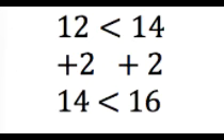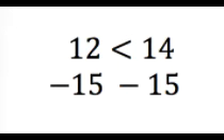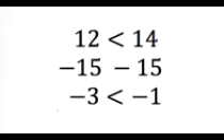What about subtracting? Okay, I'll use the same inequality. 12 is less than 14. It's still true. Now I'll subtract 15 from both sides. Subtracting 15 from the 12 on the left gives me negative 3. Subtracting 15 from the 14 on the right gives me negative 1. Is the resulting inequality true? Is negative 3 less than negative 1? Yes, it is! So subtracting the same number from both sides of an inequality also keeps the inequality true.